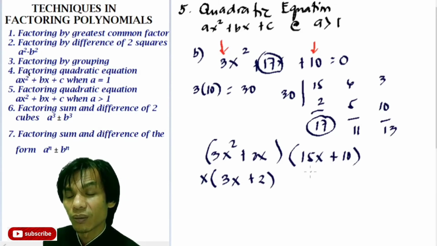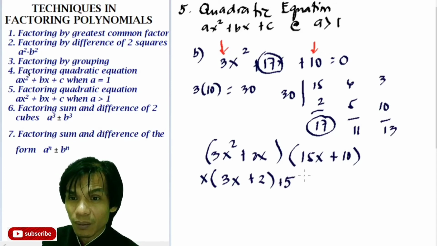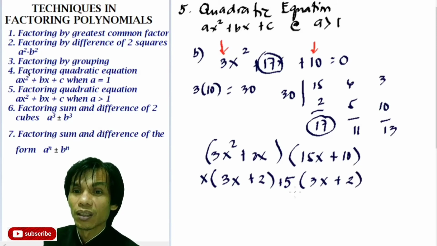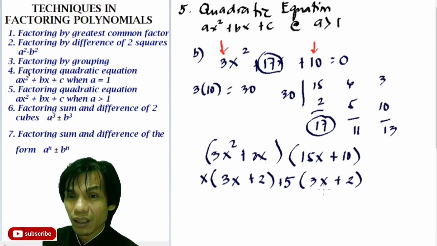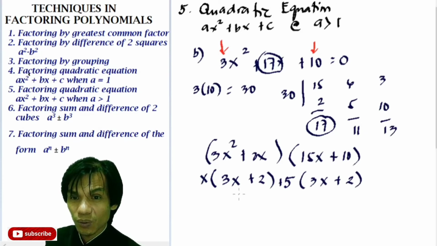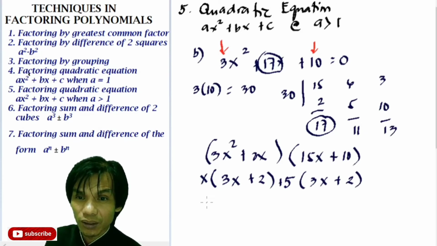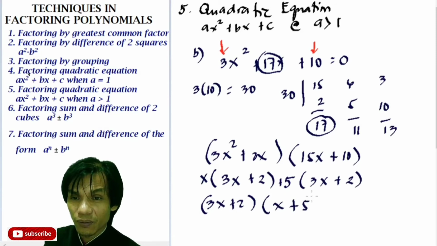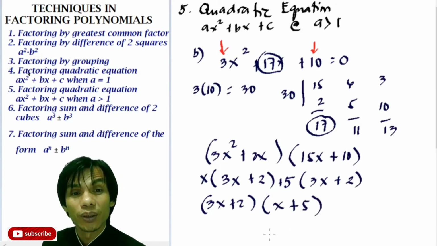Ito, ano yung kanyang factor? 5, di ba? Ilabas natin yung 5, positive 5. Tapos, ano natira dito? 3, kasi 3 times 5 is 15. X plus, nilabas na natin yung 5 kaya natira 2 na lang, kasi 2 times 5 is equal to 10. Ano yung na-notice nyo? Ito, 3x plus 2, ay may 3x plus 2 din dito. So, ipa-factor out natin. So, we have 3x plus 2 and then x plus 5. So, yan na yung kanyang factor.